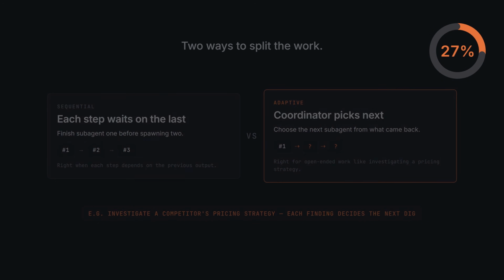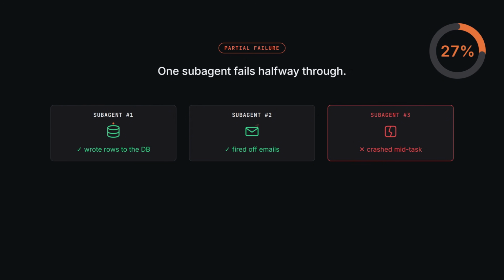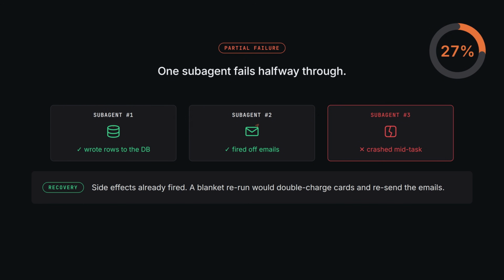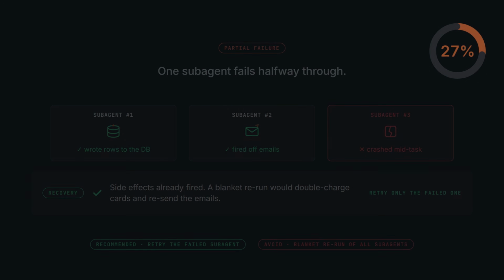And when one subagent fails halfway through, the right recovery is almost always a targeted retry of just the failed one, because the successful subagents may have already written rows to a database or fired off emails, and you do not want to fire those a second time.